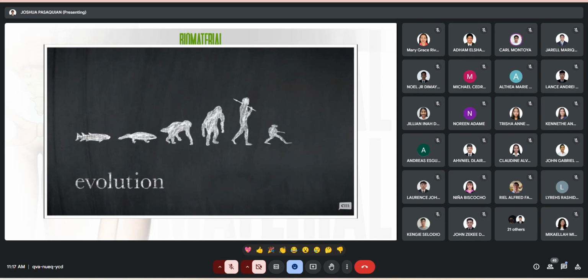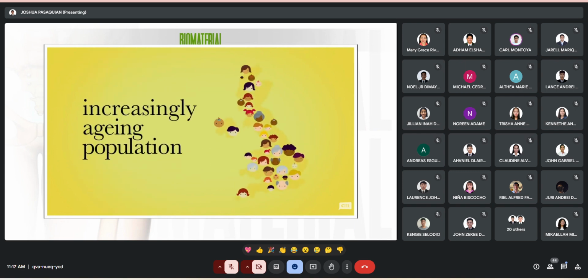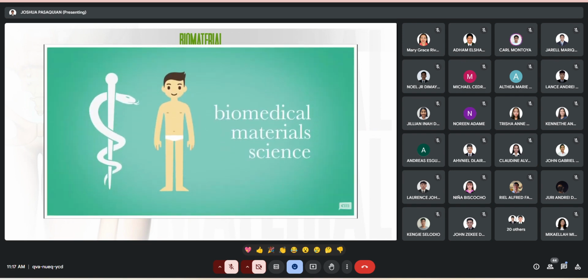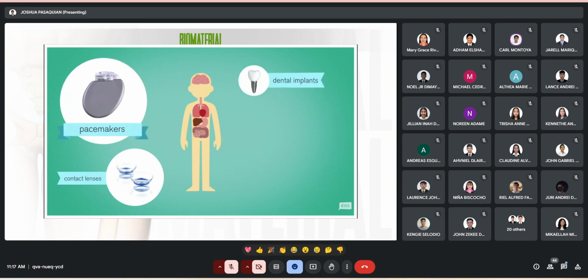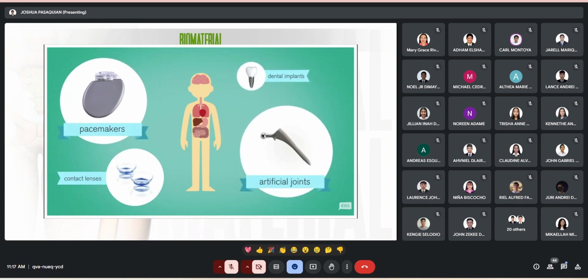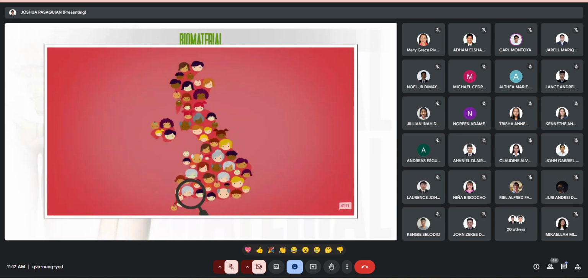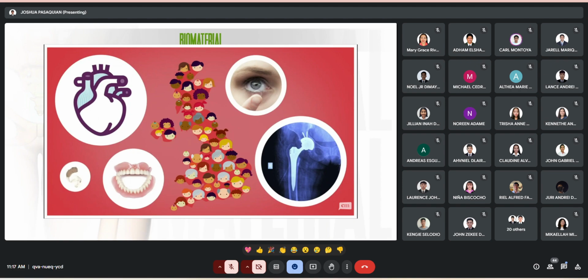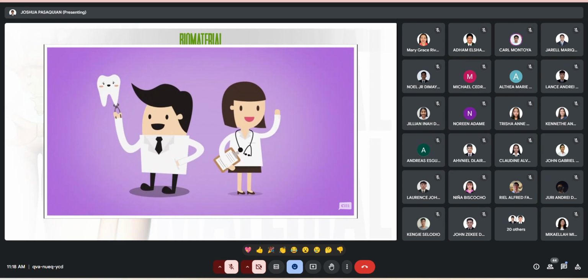Until humans evolved to replace damaged or diseased tissues in their bodies like a salamander, the development of new biomedical materials will be crucial for the well-being of an increasingly aging population. Biomedical materials science is the study of how artificial materials are created for medical application in the human body, for example contact lenses, pacemakers, dental implants, and artificial joints. Millions of patients' lives are transformed every year through the use of biomaterials, giving them better vision, new heart valves, stronger teeth, improved mobility, and much more. Without biomaterials, dentists and surgeons would be unable to perform medical procedures in the way that we're used to.